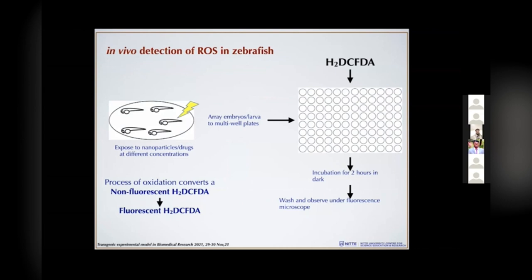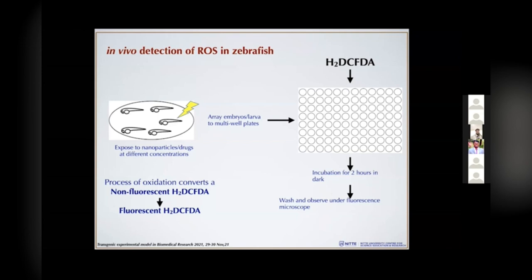You can do this. So basically you have the embryos, you expose them to a particular compound, and then you put this H2DCFDA, which tracks the reactive oxygen species generation, and you observe them under a fluorescent microscope. The process of oxidation converts the non-fluorescent form into a fluorescent form, and this is indicative of the level of oxidation that is happening.